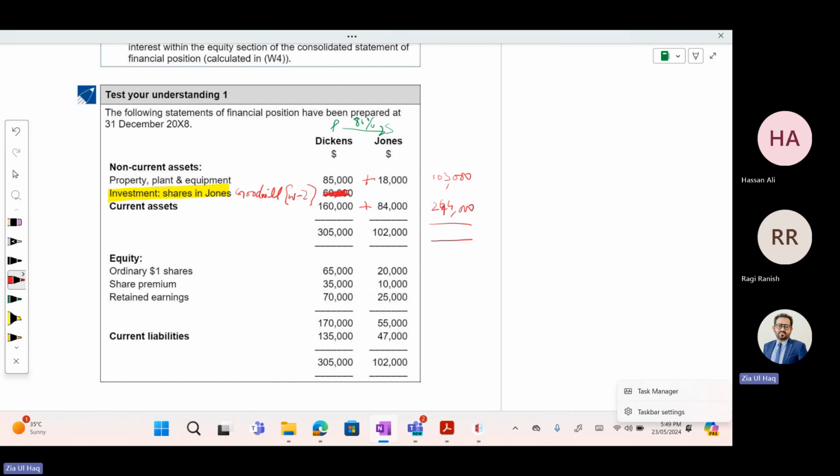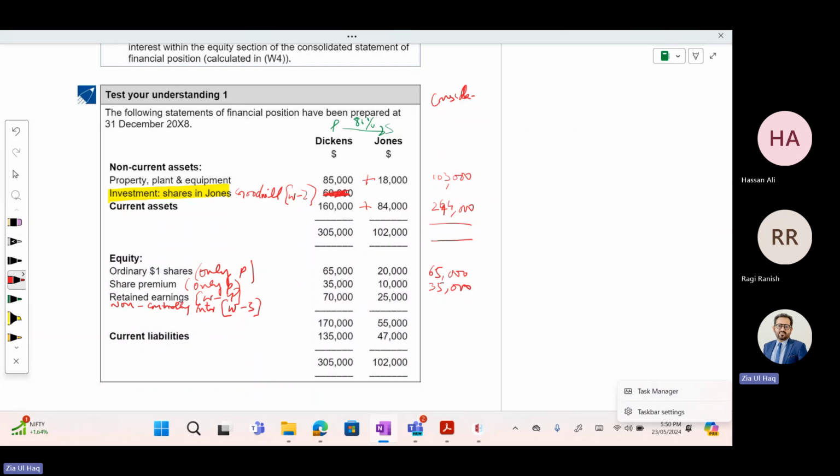In equity, we will record only the parent company share capital. That is 65,000, only parent. Share premium, we will record only parent. That will be 35,000. This is the data we are preparing for the consolidated statement of financial position. Retained earnings we need to calculate, and for this we will perform working four. And under equity, we need to record another account balance that will be called non-controlling interest. That we will calculate from the working sheet.